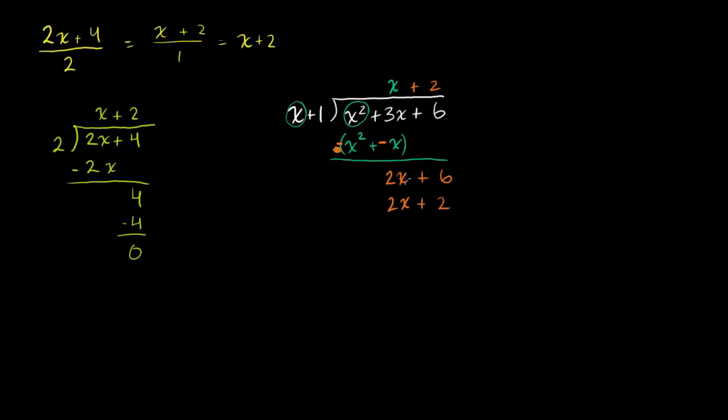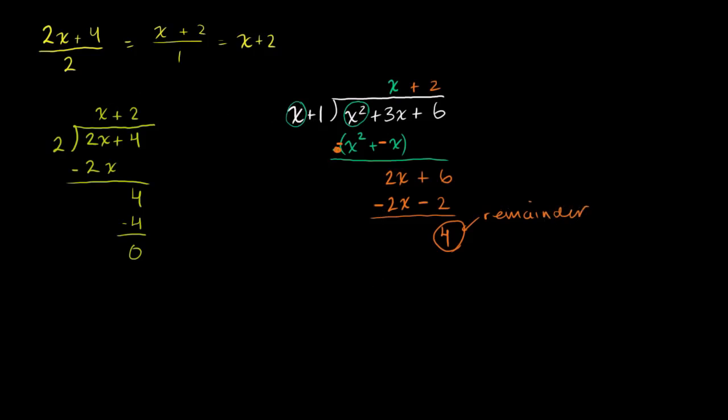But we're going to want to subtract this from this up here. So we're going to subtract it. Instead of writing 2x plus 2, we could just write negative 2x minus 2 and then add them. These guys cancel out. 6 minus 2 is 4. And how many times does x go into 4? Well, we could just say 0 times, or we could say that 4 is the remainder.